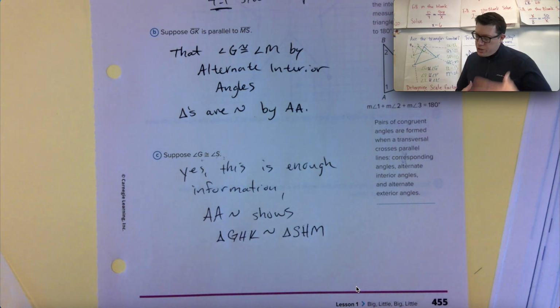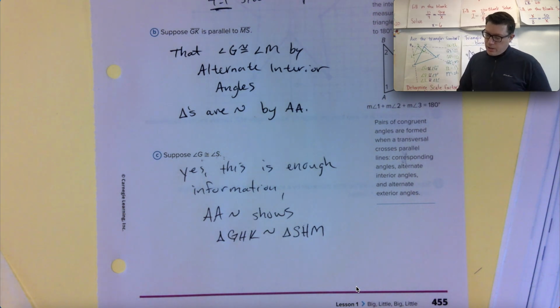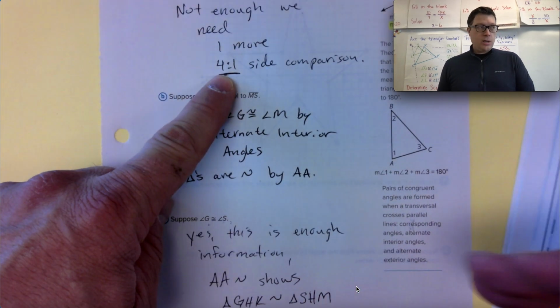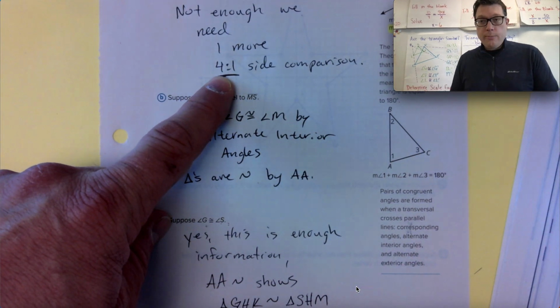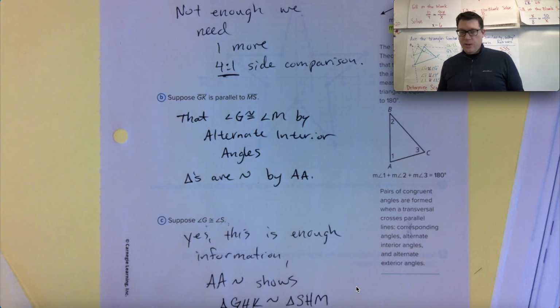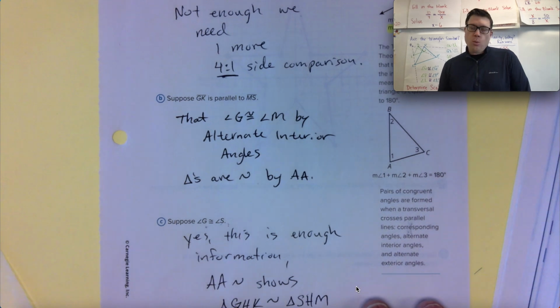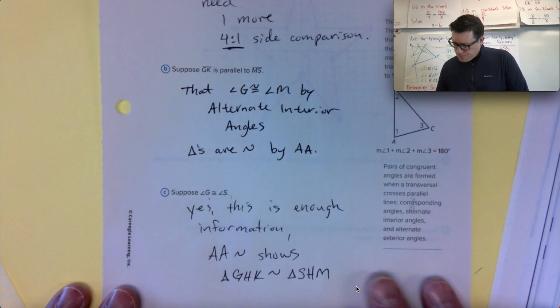Some questions to consider. Does knowing 4GH equals HM tell you anything about the ratios of the other sides? Back on this one, no, it doesn't. If we're saying they're similar, it'd be 4 to 1, but we're not saying they're similar. We don't really know. So we have to base our assessment on what we do know. And what we do know is only that one pair of sides has a 4 to 1 relationship.